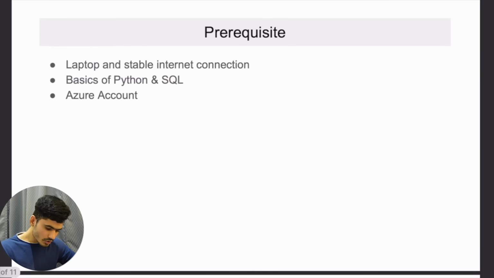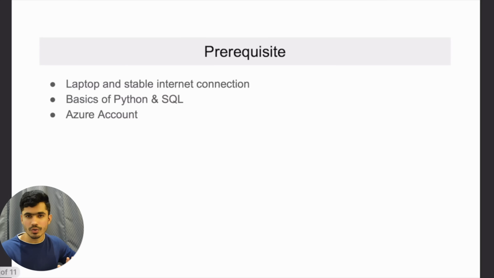Okay. So before we go forward, I just want to give you the basic prerequisites required for this course. One is you need a stable internet connection and a laptop. So you don't need a very high-end laptop, because everything we will do will be on the cloud platform. So all you need is a stable internet connection and the browser where you can access the Azure Cloud Portal. Okay, this is the first thing.